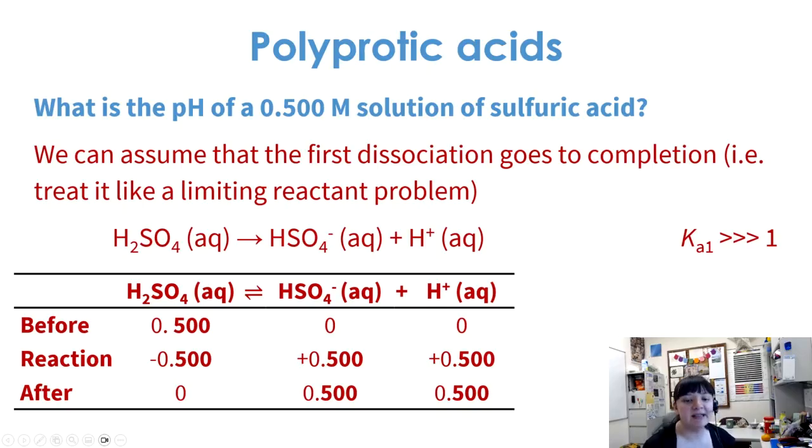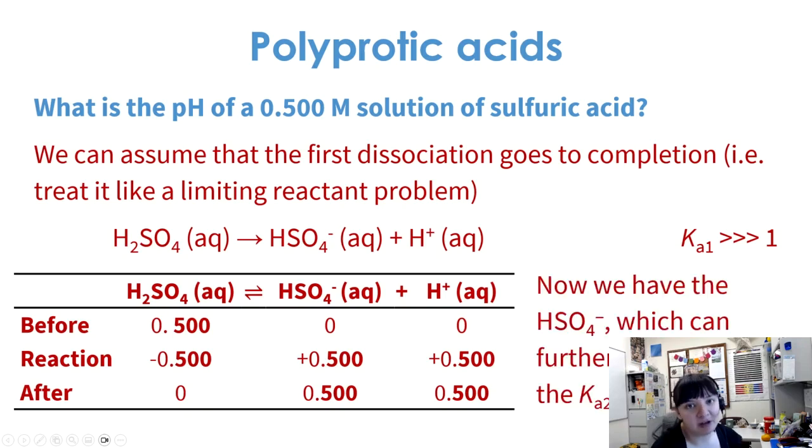What that also means is that our products have the same molar coefficient as the H2SO4, so each one of those is going to increase by the same amount. So 0.500 is added to both the HSO4 minus and the H plus. And so after this first reaction, going to completion, we now have the concentrations of both HSO4 minus and H plus, at least after this first dissociation step.